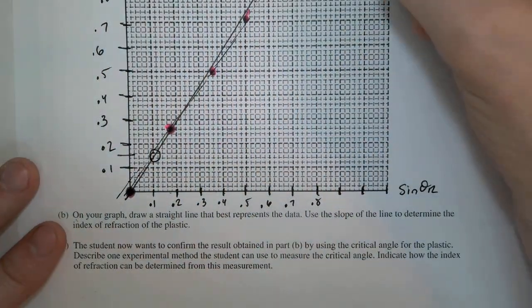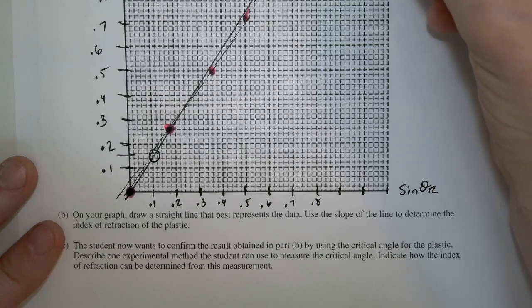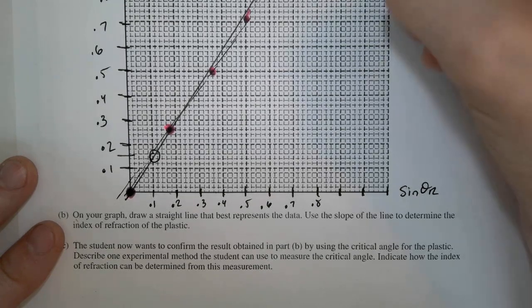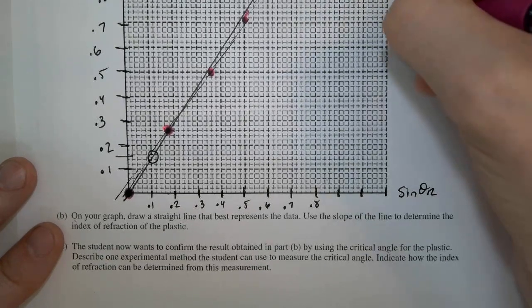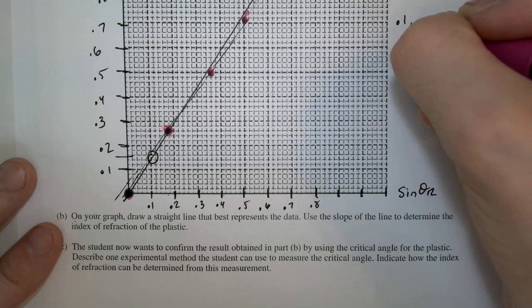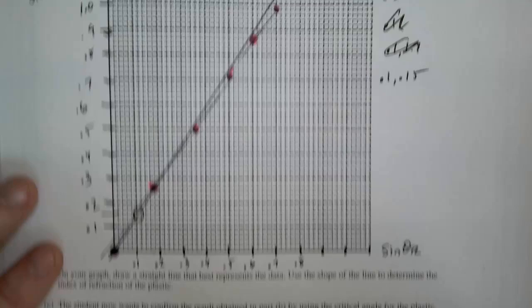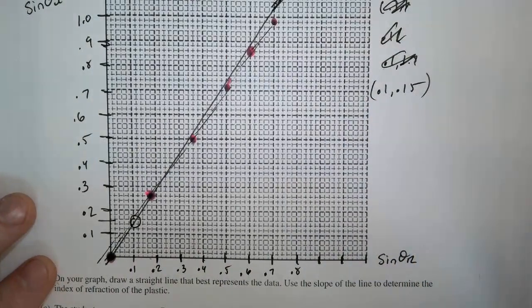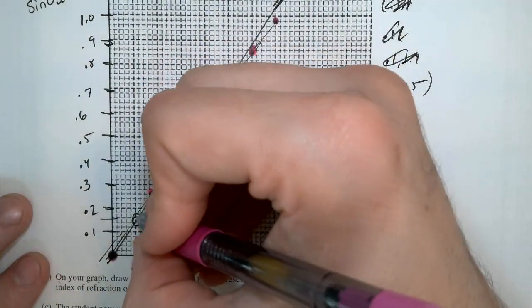So this is going to be 0.1 comma 0.15. 0.1 comma 1.5, 0.15. That's my first value right here.